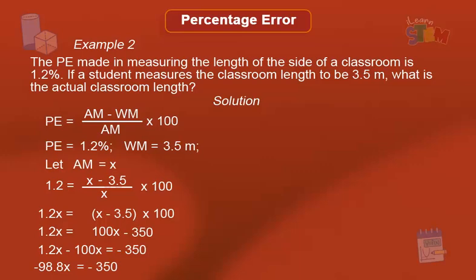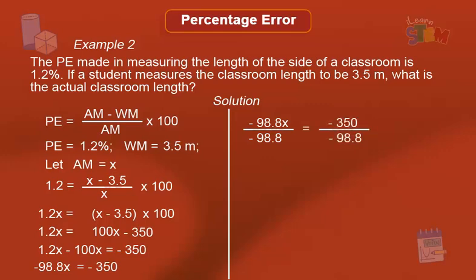To isolate x, we divide both sides of the equation by the coefficient of x, which is minus 98.8. This gives us minus 98.8x divided by minus 98.8 equals minus 350 divided by minus 98.8. For the left-hand side, minus 98.8x divided by minus 98.8 gives us x. Let's now solve the right-hand side in order to get the value of x. Minus 350 divided by minus 98.8.